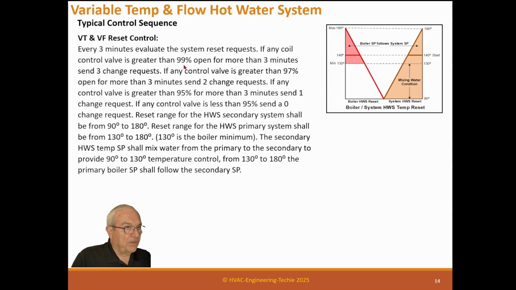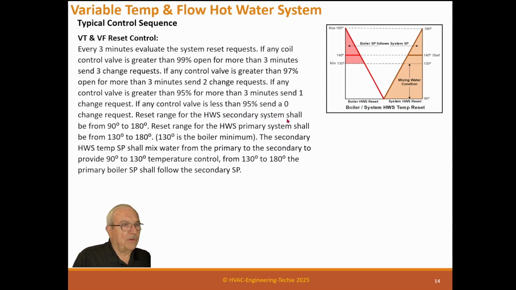So if the control valve is more than 99% open, then every 3 minutes send 3 change requests. If any control valve is greater than 97% open for more than 3 minutes, send 2 change requests. If any control valve is greater than 95% for more than 3 minutes, send 2 change requests. If any control valve is less than 95%, then send 0 change requests.